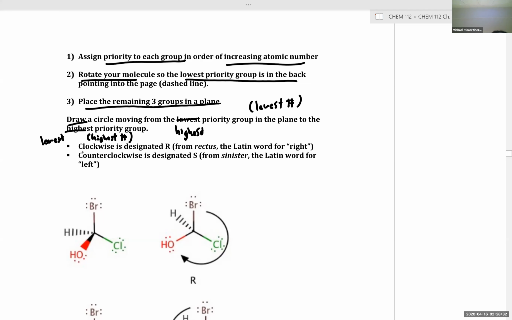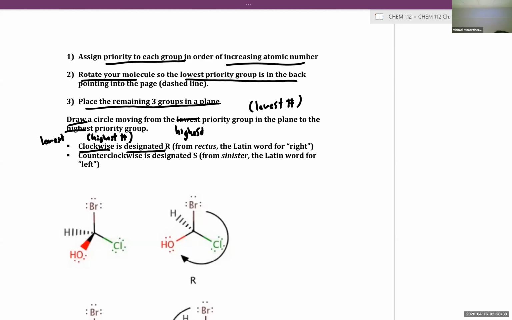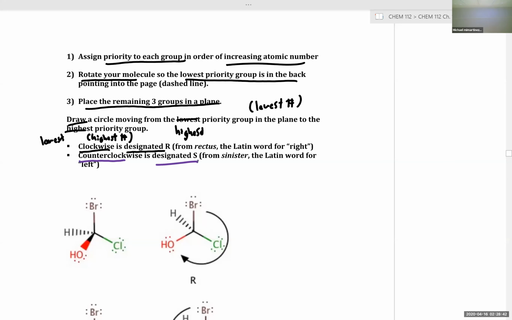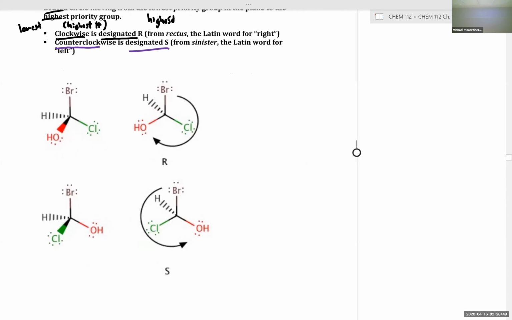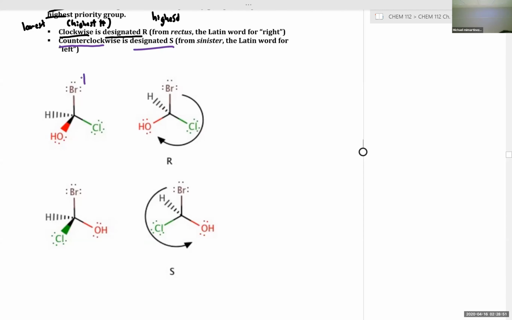Okay, if your rotation is clockwise, you designate the R configuration. If your rotation is counterclockwise, it's designated the S configuration. So let's look at an example. In this case, assigning priority, bromine is 1, chlorine is 2, oxygen is 3.